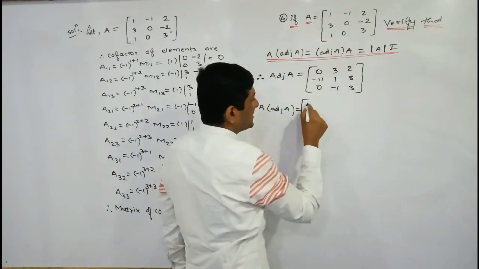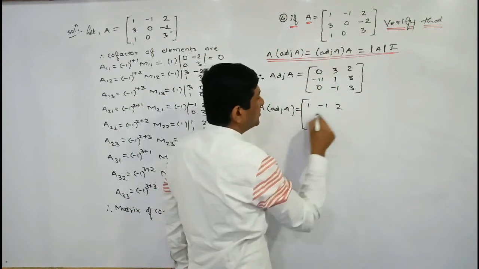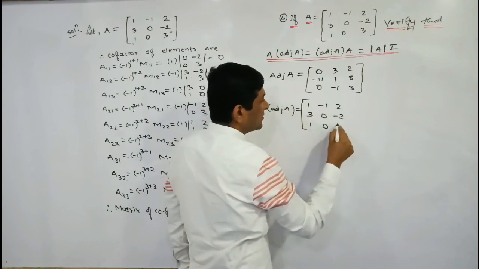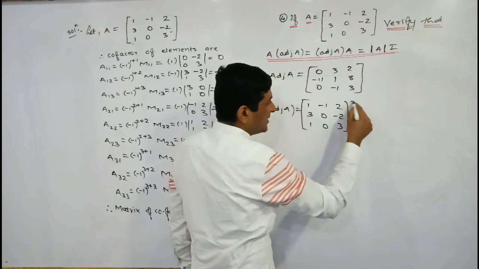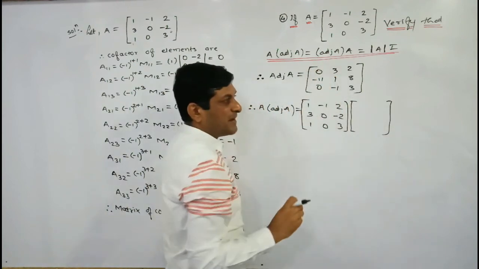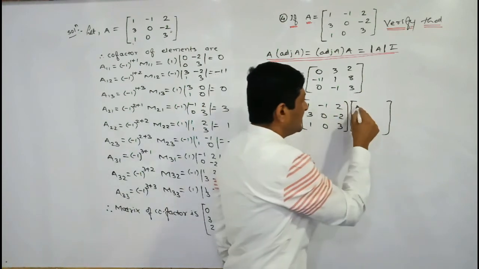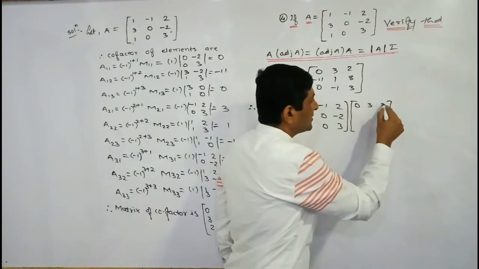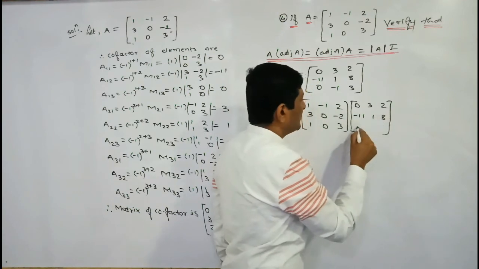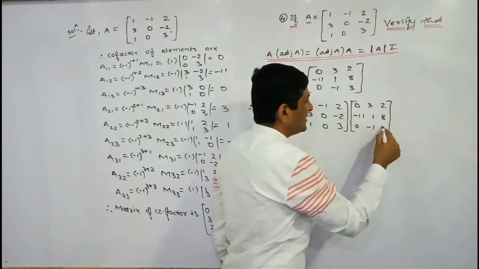What are its elements? 1, -1, 2, 3, 0, -2, 1, 0, 3. Then write down the elements of the adjoint of this matrix. The adjoint of the matrix is already known to us. So what are its elements? 0, 3, 2, -11, 1, 8, 0, -1, 3.